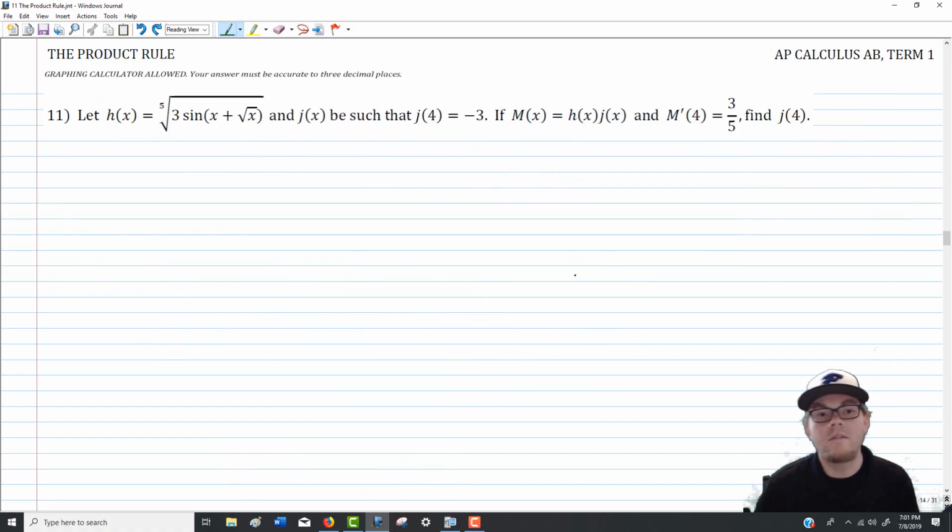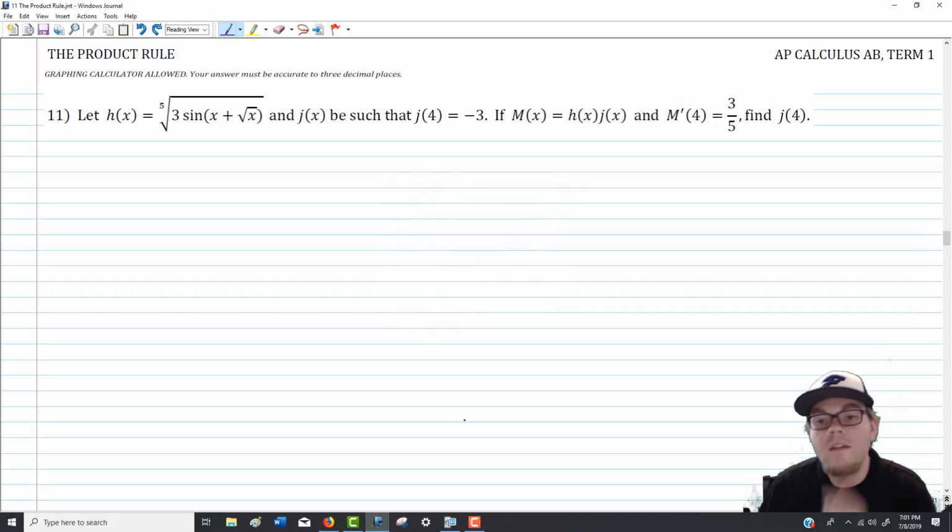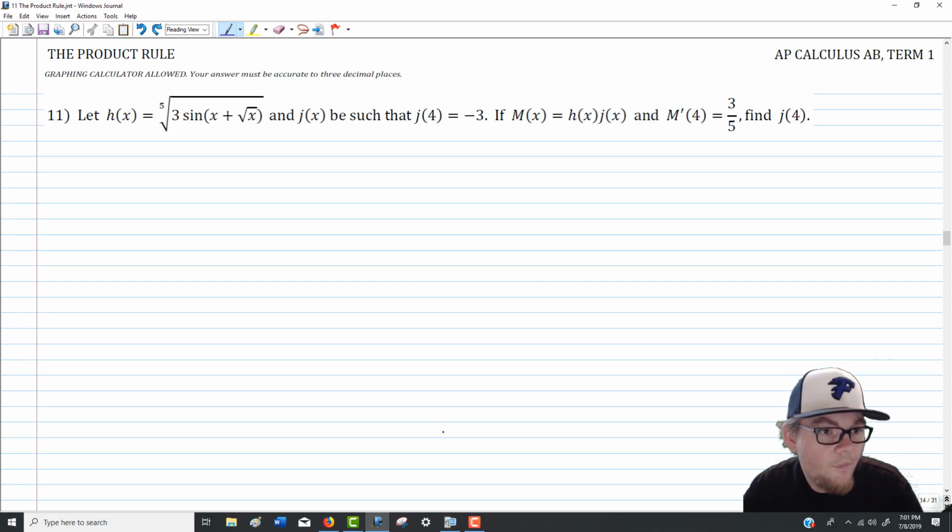And last but not least, we have finally question number 11, the final late addition to this problem set. Wanted to do something involving the graphing calculator. I felt like it was an appropriate thing to do. But know that this is a pretty challenging question as well, though one that I think you should be able to do. So first and foremost, it says let h of x equal blah blah.